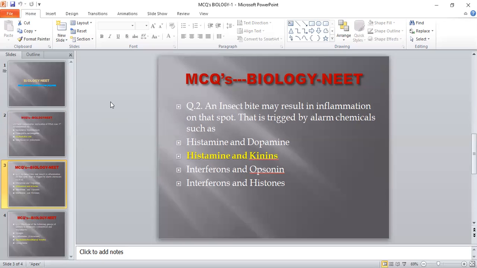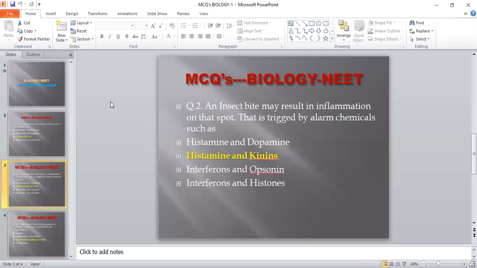Now, on the bite of an insect, inflammation results at that spot. This is triggered by release of chemicals such as histamine and kinins by the damaged cells, which I've already explained. Now, coming to the other three options. Option A, that is histamine and dopamine, it is wrong because histamine, no doubt, is for inflammatory response, but together we have dopamine. Now, what they do, they stimulate serotonin and dopamine transmission in the brain because of the potential ability to stimulate monoamine neurotransmission might be beneficial in treatment of mental disorders. Hence, option A is wrong.